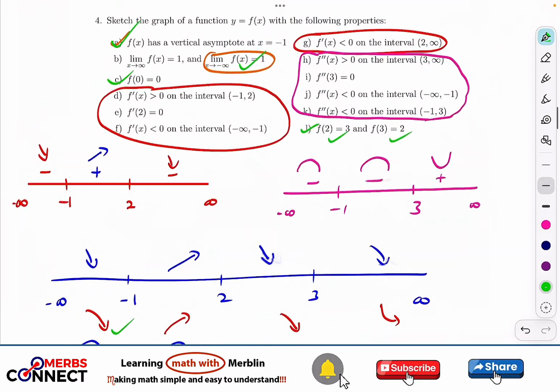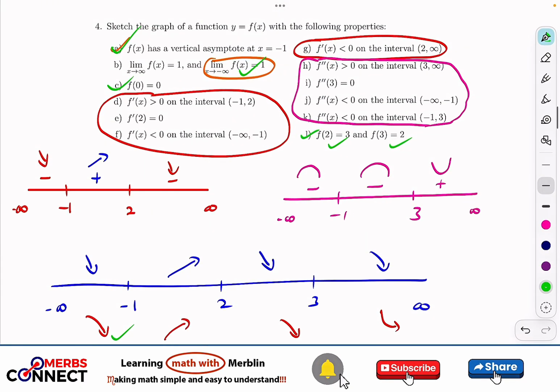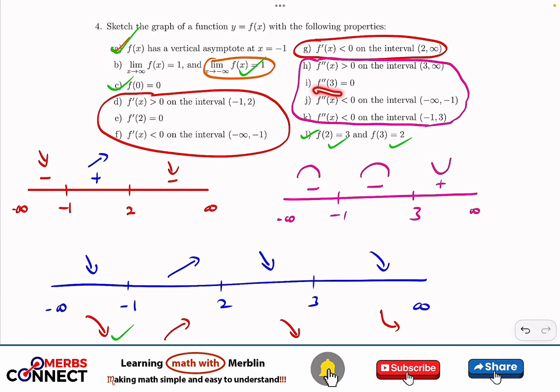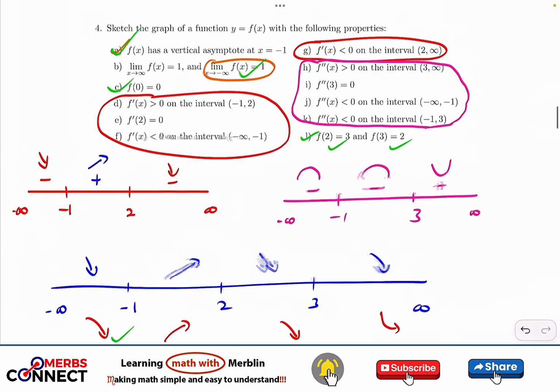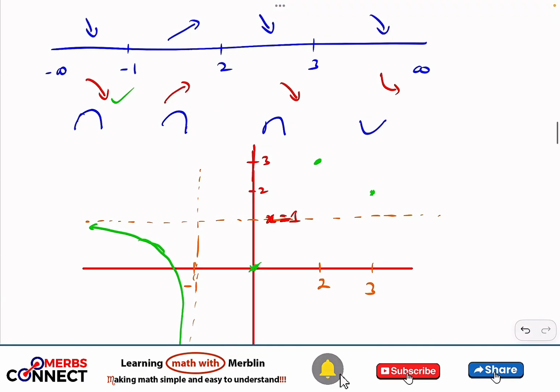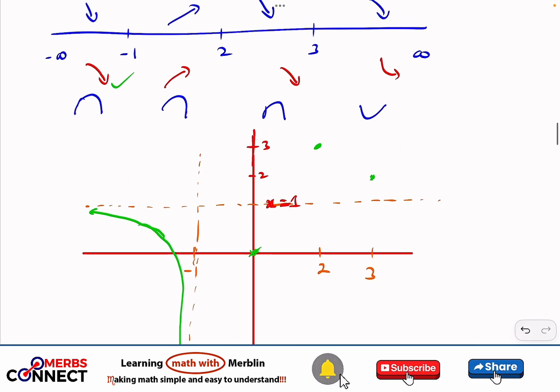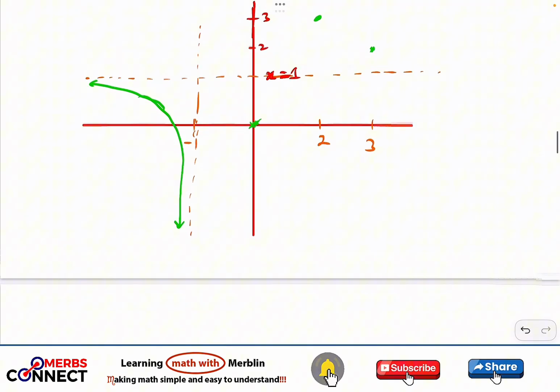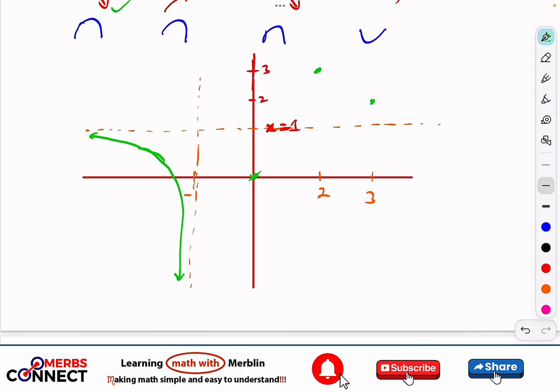Now let's try and combine the graphs. Now remember, f double prime of 3 is 0 and f double prime of 2 is also 0. So now let's see what we can do here. Looking at this graph here, after -1, the graph is increasing and it increases up to 2 and starts decreasing. So from here, we are going to have something increasing up to 2.